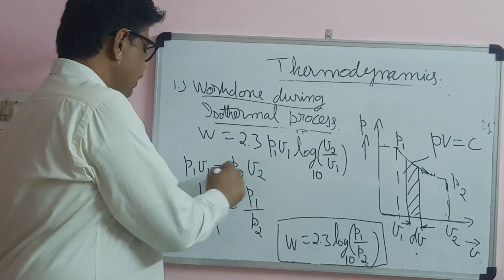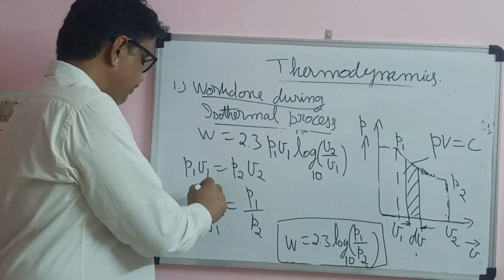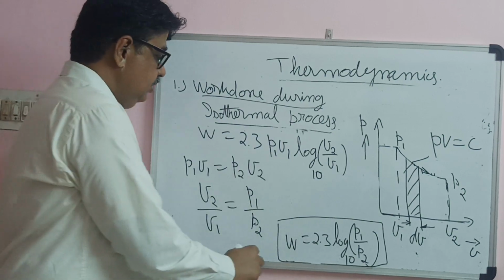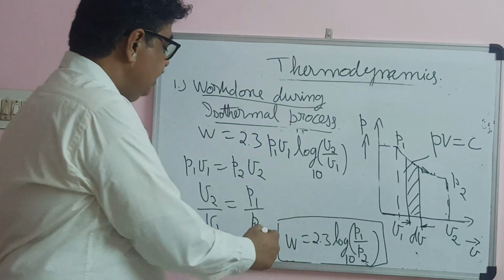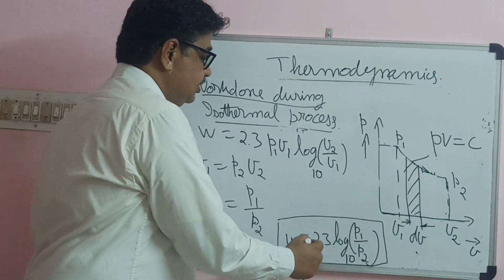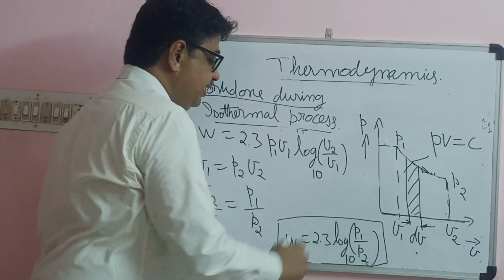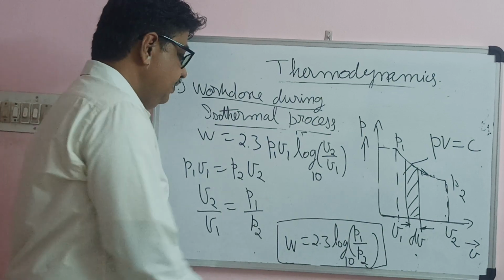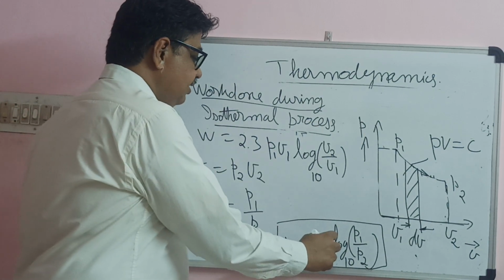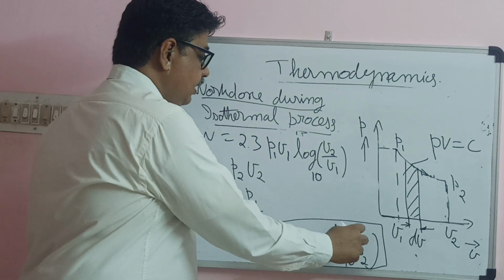We know that P1 V1 equal to P2 V2. So from that V2 by V1 equal to P1 by P2. Substituting that, you get W, the work done by the gas, is equal to 2.3 P1 V1 log P1 by P2 base 10. This is the work done by the gas.